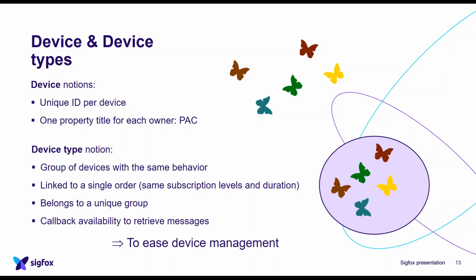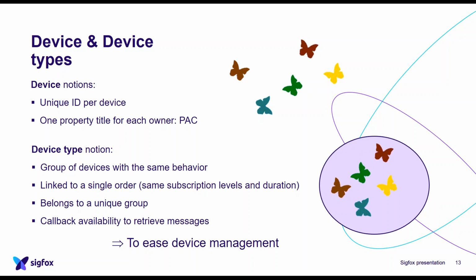Inside those families of devices, they will share the same behavior when a message arrives, when an event arrives, and so on. So depending on the kind of event, it will trigger the same behavior for all the devices of the device type.